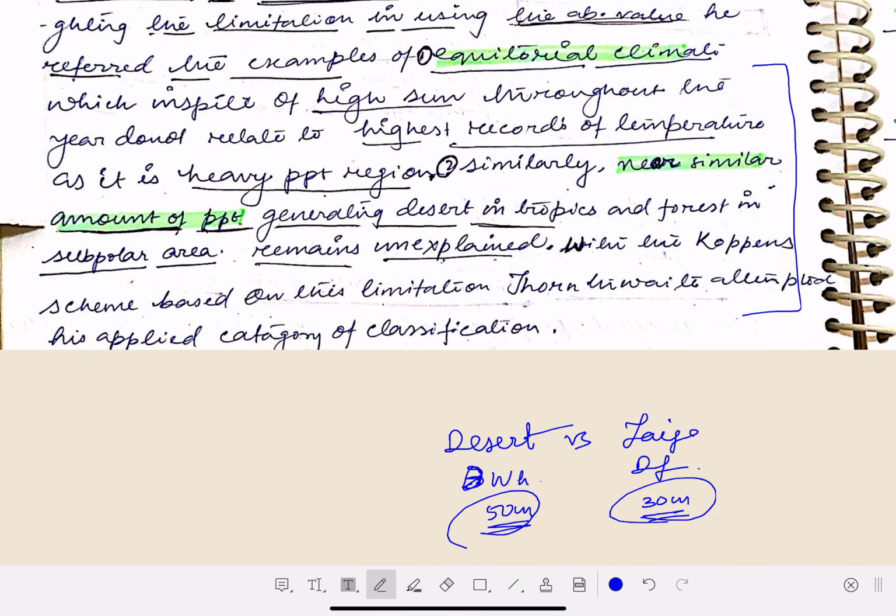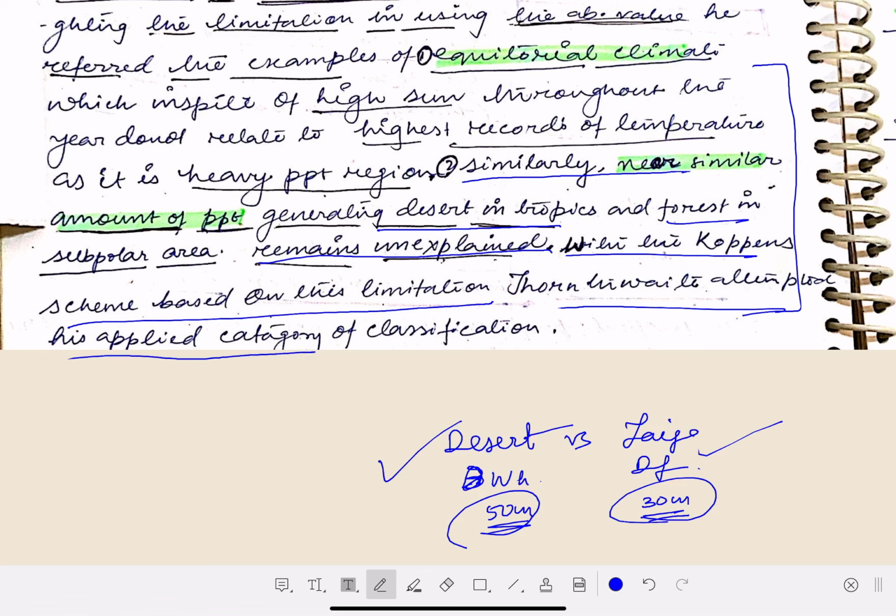Now what happened was that near-similar amounts of precipitation generate desert in the tropics here, and forest in the subpolar region here. Taiga means nothing but a forest. It's taiga forest; from there it gets its name. And this has remained unexplained. With the Koppen scheme and this limitation, Thornthwaite's applied category became more prominent.